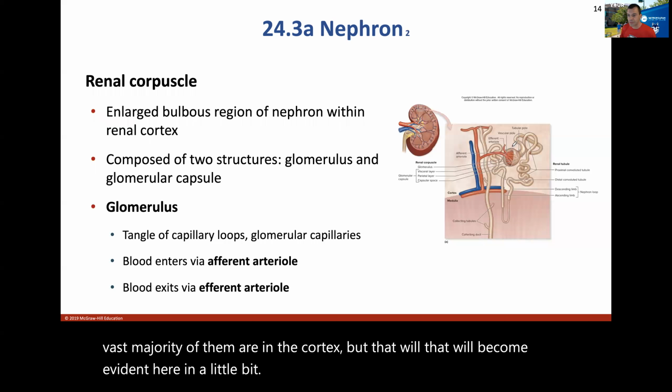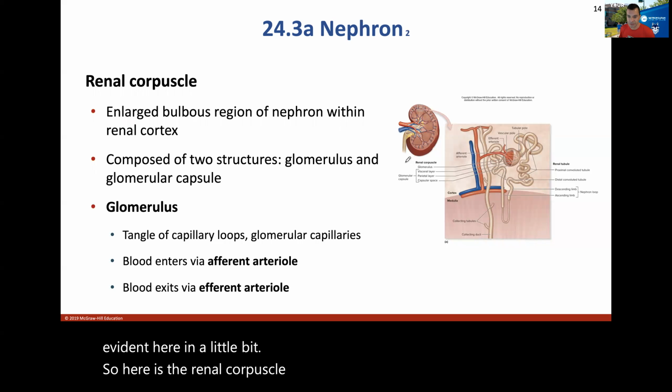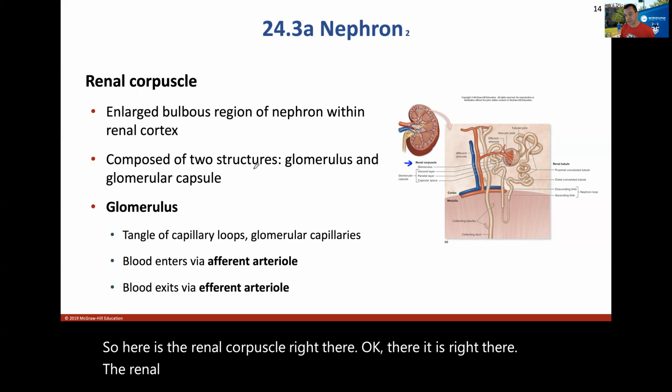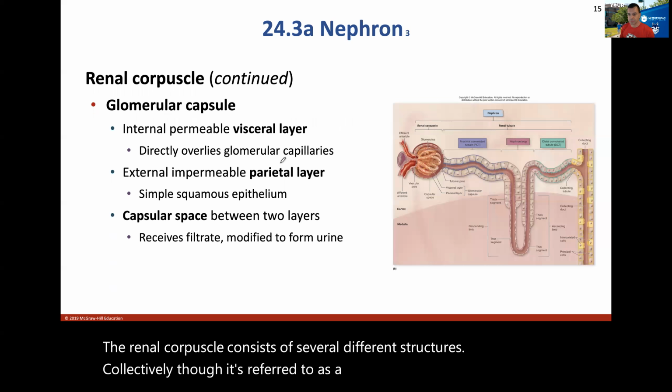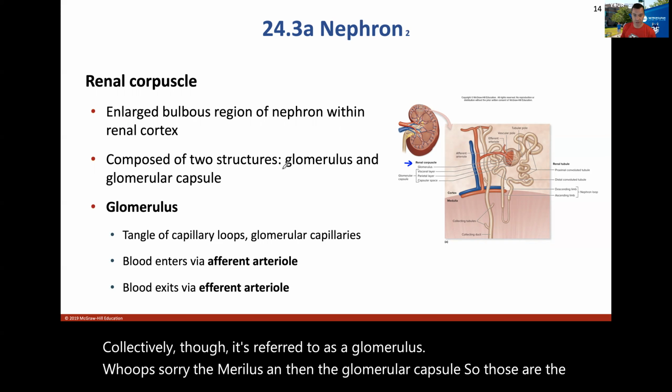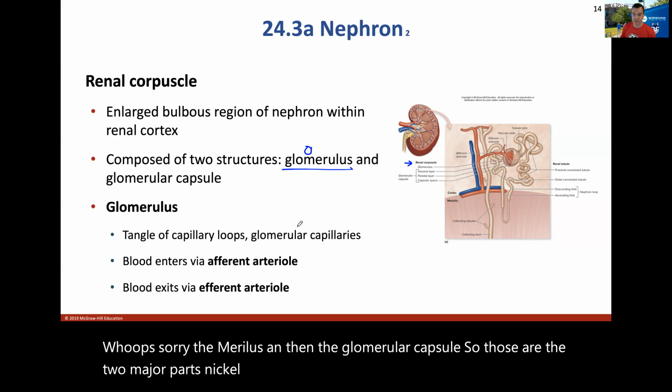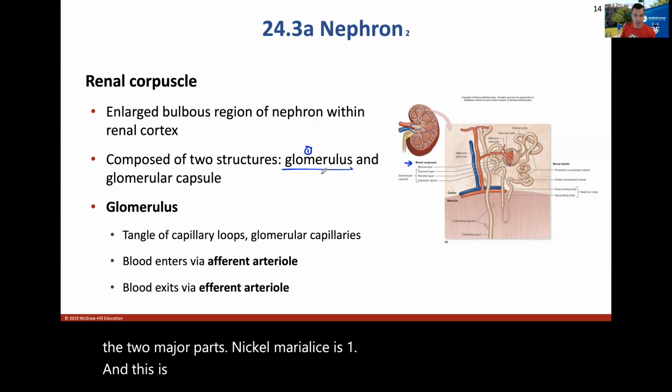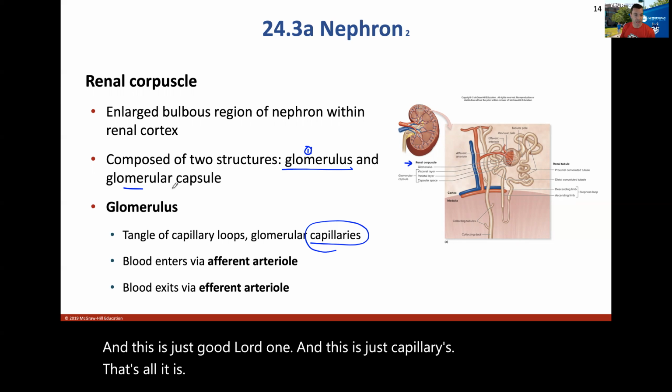So here is the renal corpuscle right there. Okay, there it is right there. The renal corpuscle consists of several different structures. Collectively, though, it's referred to as a glomerulus. The glomerulus, and then the glomerular capsule. So those are the two major parts. The glomerulus is one, and this is just capillaries. That's all it is. And then the glomerular capsule is the second part.